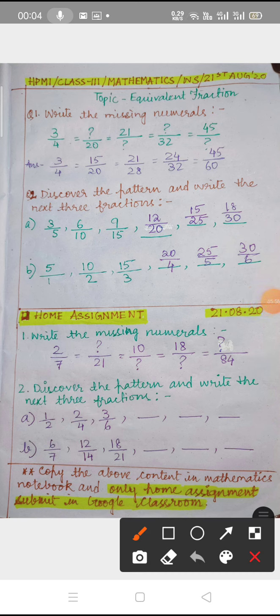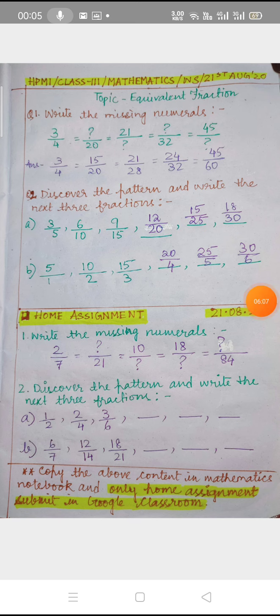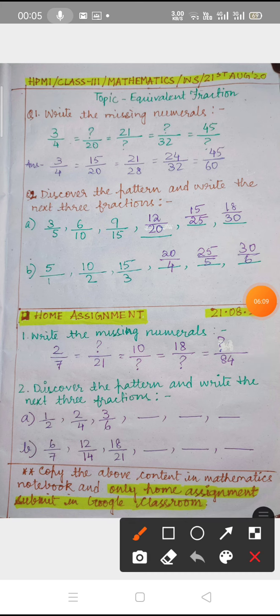Now this blank we will find out. So multiply by 5. 3 5s are 15, 5 5s are 25. Now the last blank. This time we need to multiply by 6. 3 6s are 18, 5 6s are 30. So we got all the answers.